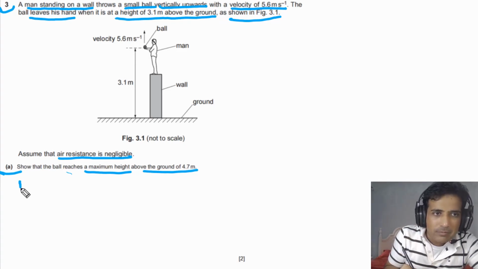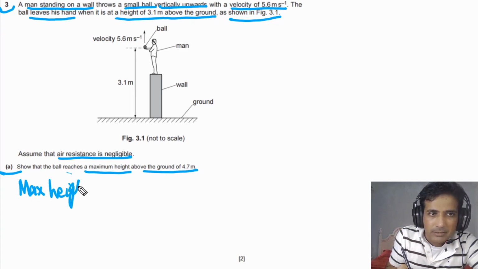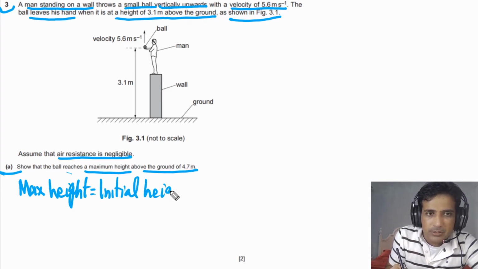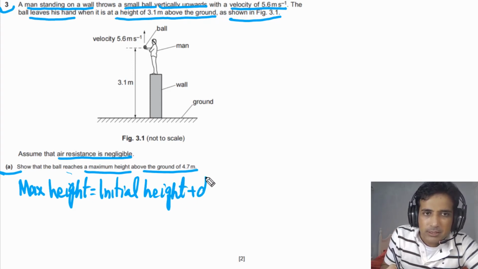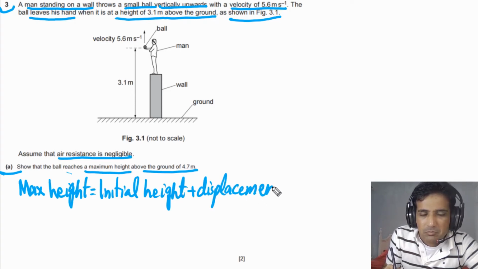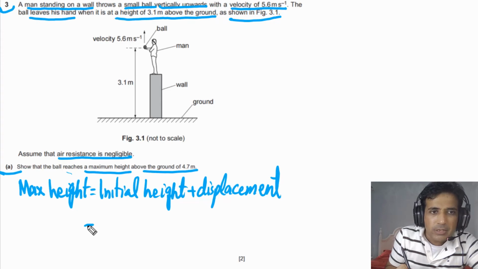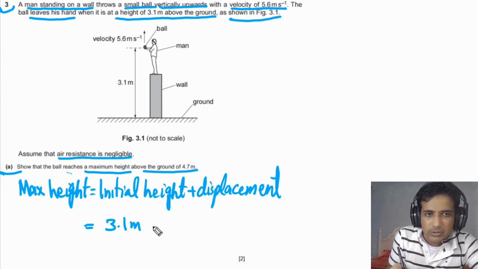In order to find maximum height, we need to consider the initial height of the ball as well. So the maximum height will be equal to initial height plus vertical displacement, or simply displacement. This is how we can calculate maximum height. Initial height is given to us, that is equal to 3.1 meters. Now simply we need to find out its displacement.